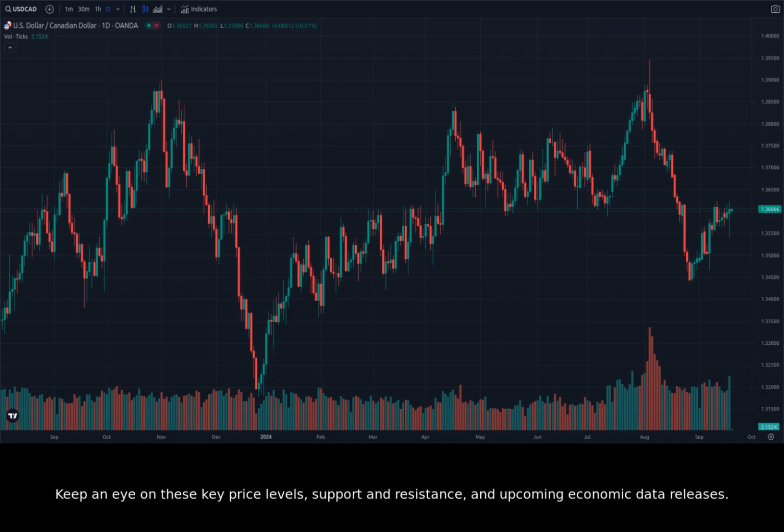Keep an eye on these key price levels, support and resistance, and upcoming economic data releases. This information can help you make informed trading decisions and maximize your potential profits.